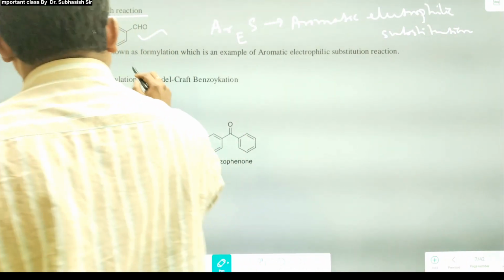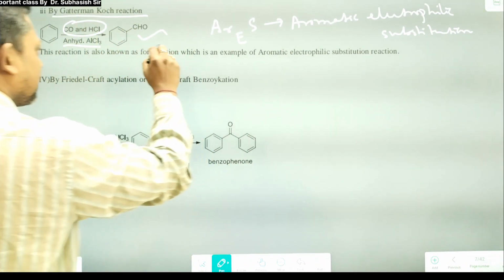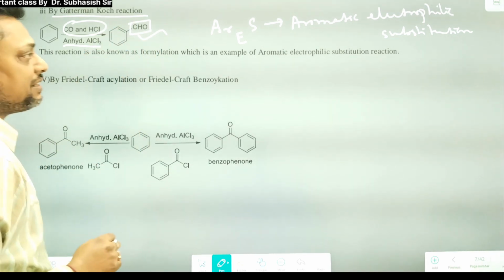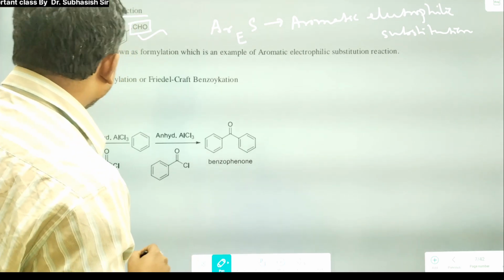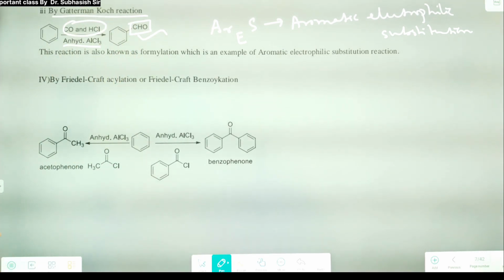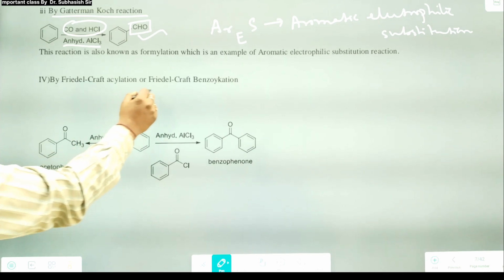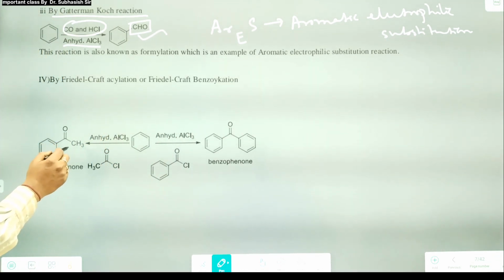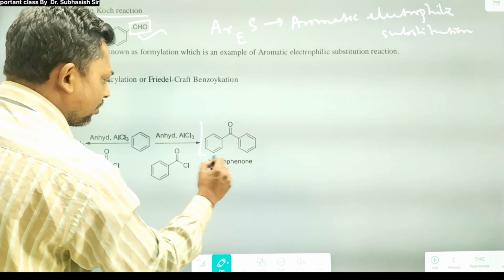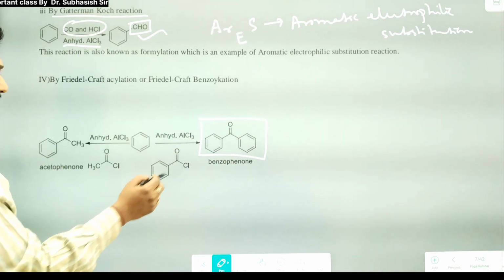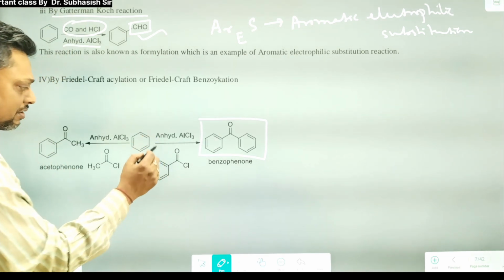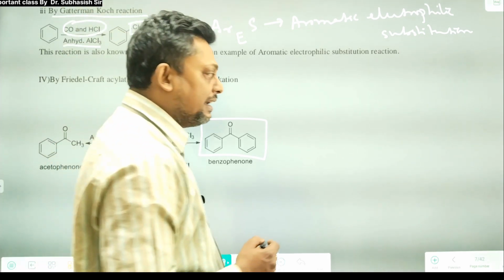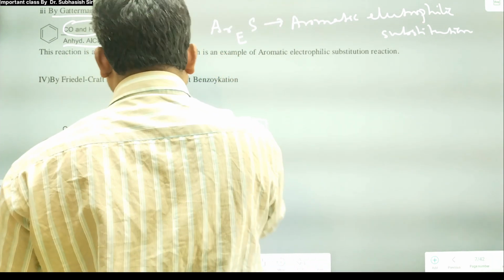Here we can call it a formylation reaction also, because this CHO group is introduced, so it is also called formylation. Now next is a what? By Friedel-Crafts reaction. So we can see that we can prepare this ketone. This is a ketone because there is no hydrogen. So this is called the Friedel-Crafts benzoylation reaction.